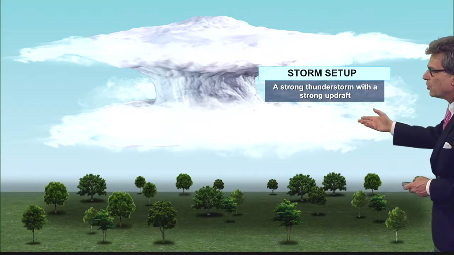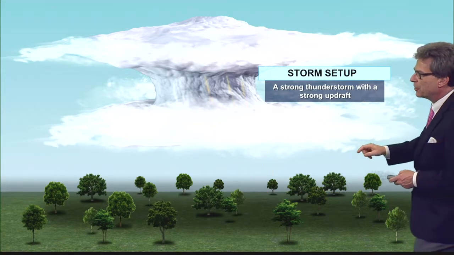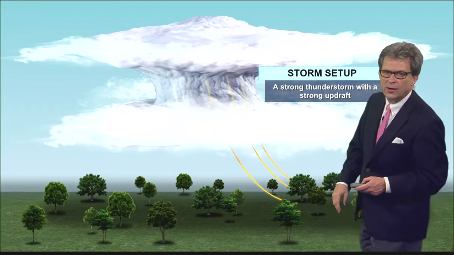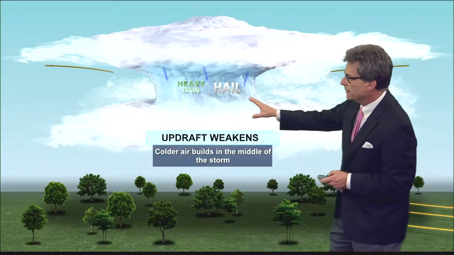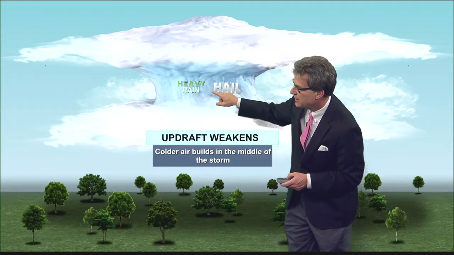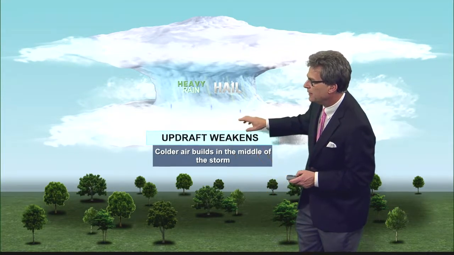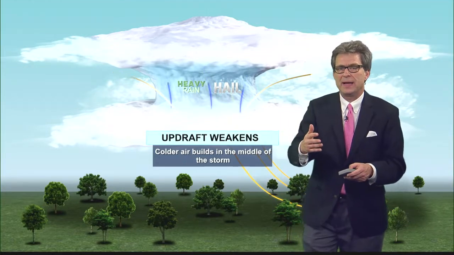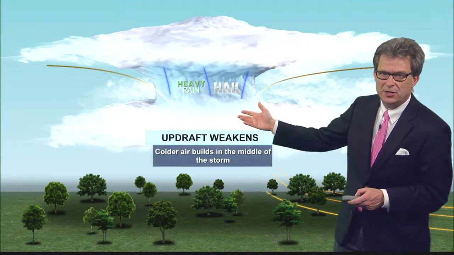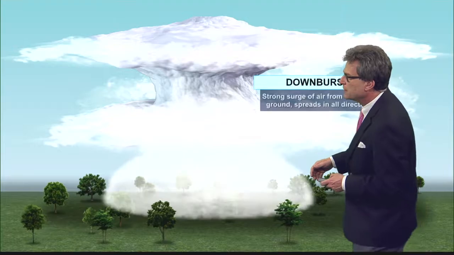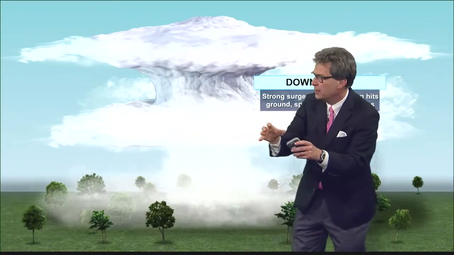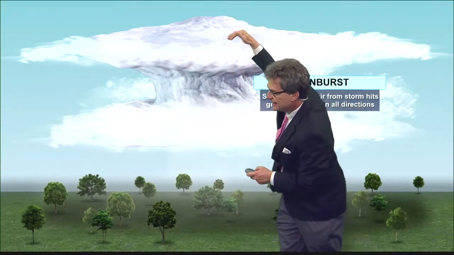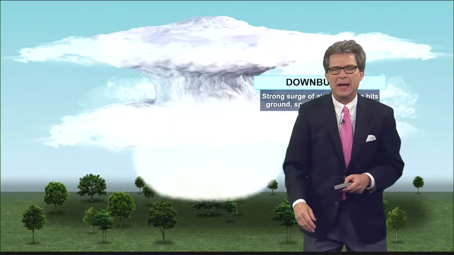So let's talk about this idea of a downburst. Storm setup for you. You've got a strong thunderstorm. You have the air going up. And then what happens as you look into that top of the storm where that hail is bouncing together and then there's heavy rain, the updraft weakens. Guess what takes over? Just like the dissipation stage of the thunderstorm, all of a sudden you start to get a ton of air weighted down by water and ice crystals or hail descending very rapidly to the ground.